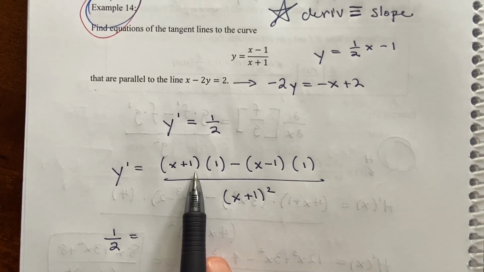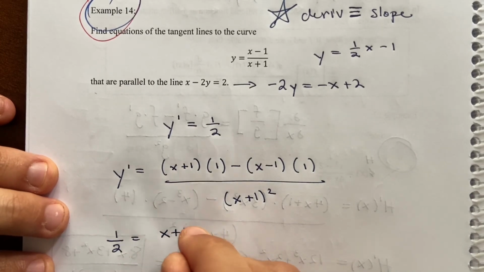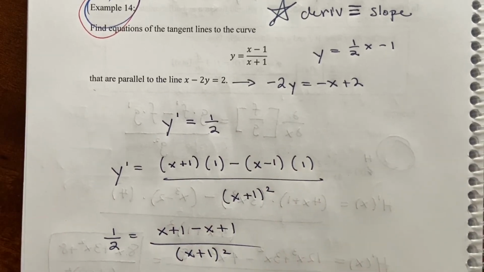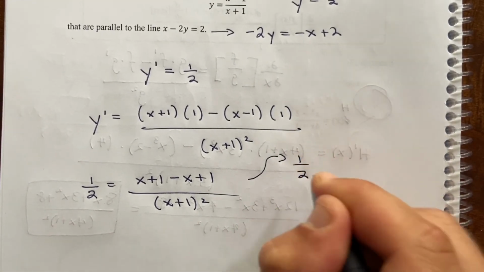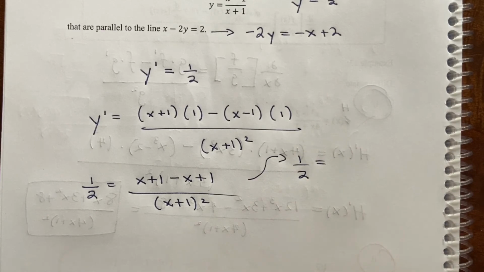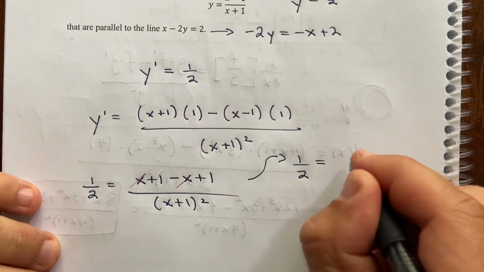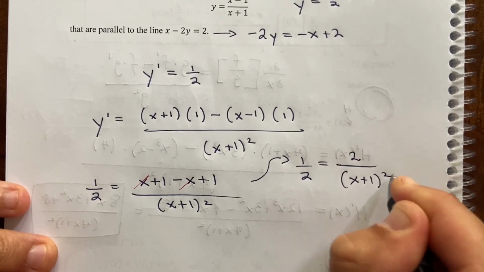So it looks like we'll have just x plus 1 minus x plus 1 over x plus 1 all squared, right? Some simplifying. So we'll have 1/2 equals, it looks like the x's cancel. And I have 2 up top over x plus 1 squared.